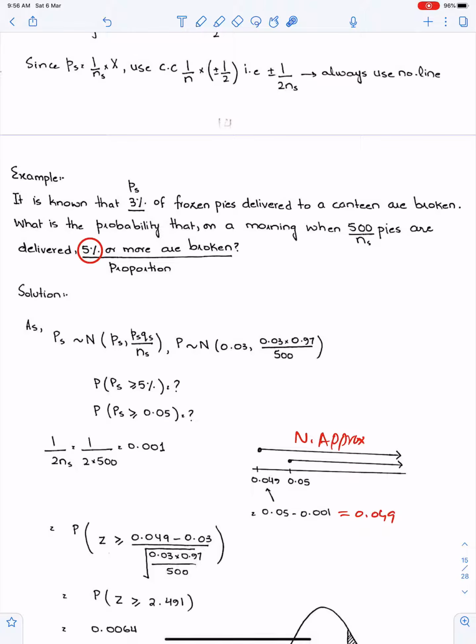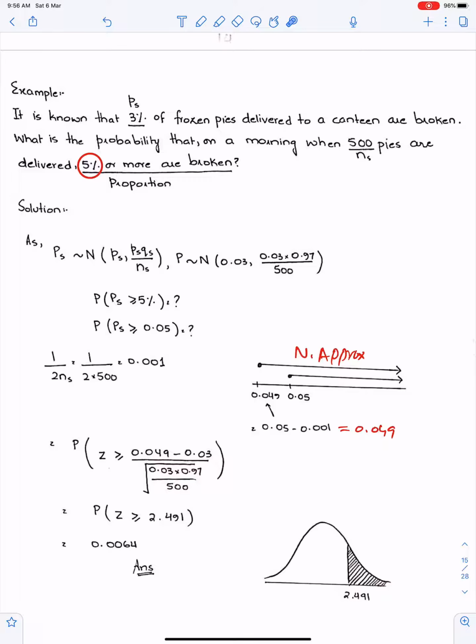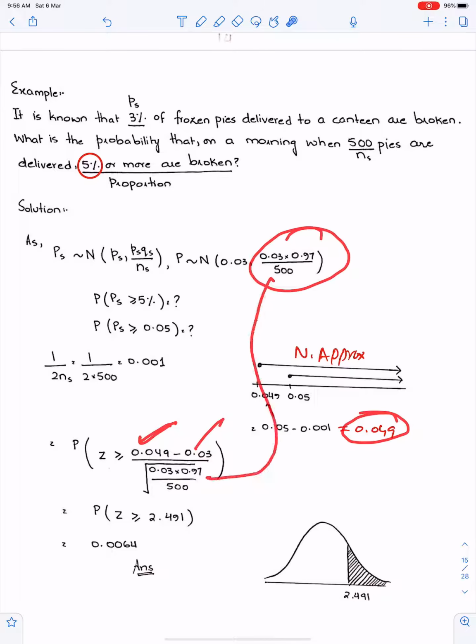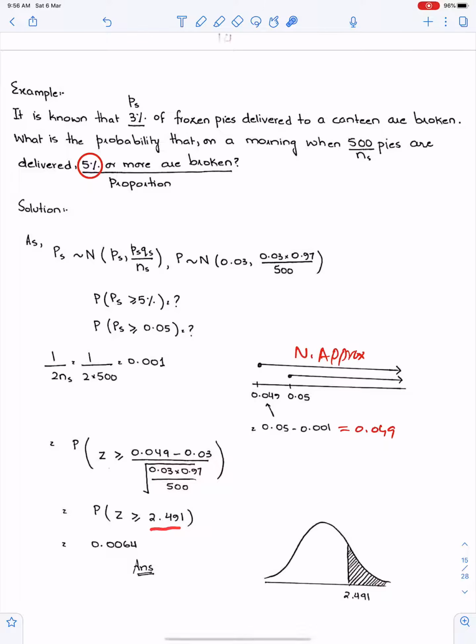Now you need to find this probability. Remember, we only do continuity correction in sample proportion questions and sampling. So this number is here, this is PS, and this is the standard deviation. The number is 2.491, which is here, and this area is required, so it should be 1 minus the probability for 2.491. You all know how to get this area. You have done this in normal distribution in S1. See the sketch.